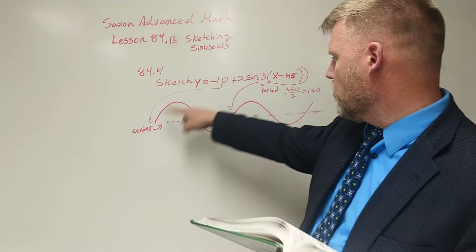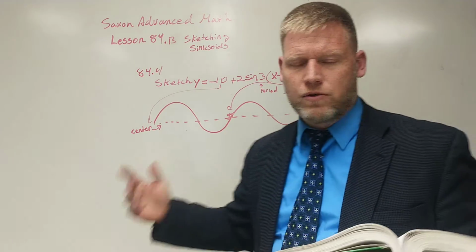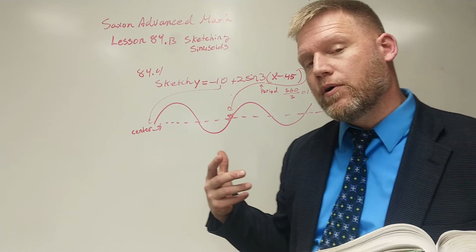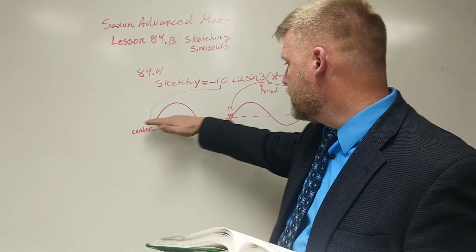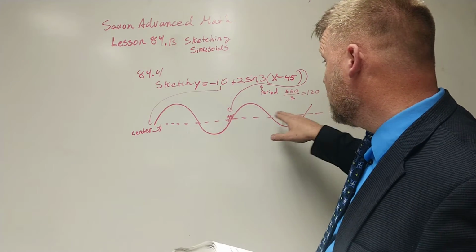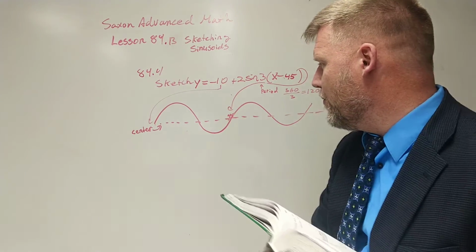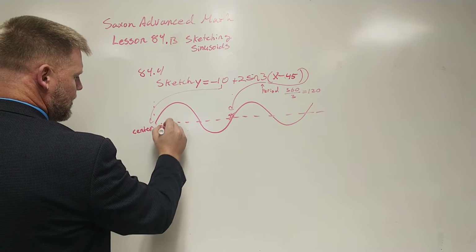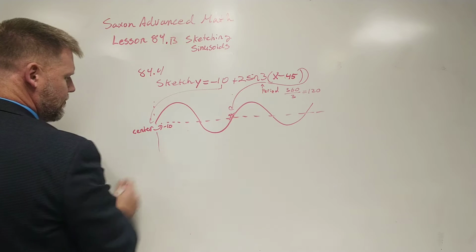So what I did is I just started with a sine, right? All sinusoids are going to look pretty similar. There's the sine. Then I start to label things. So I know the center line is going to cross through the center. That's really D. And I realize that that center line is at -10. So I can label this center line at -10.